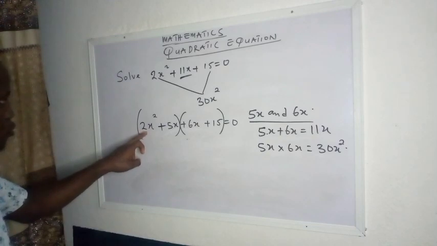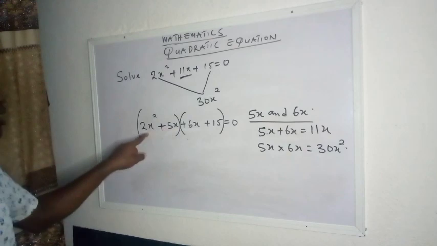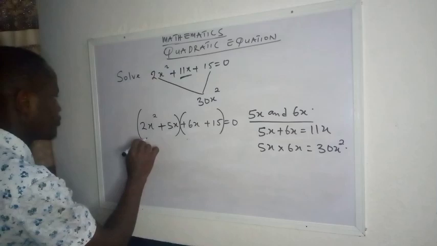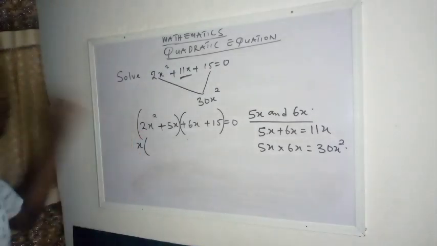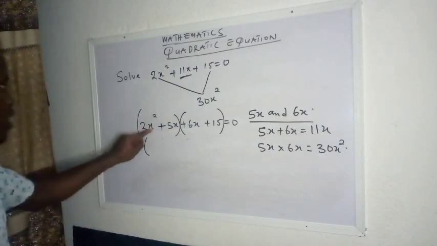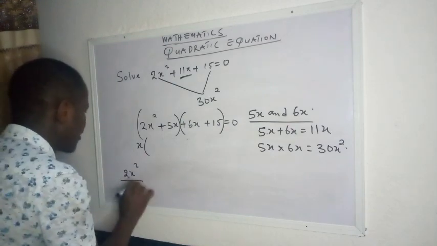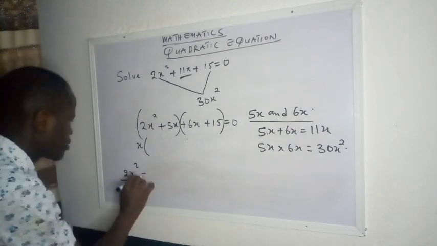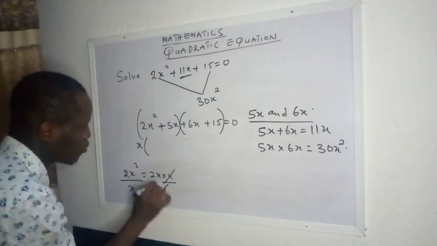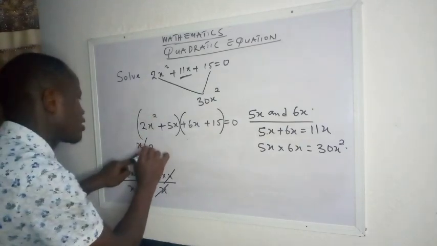Now if you observe, 2x squared plus 5x, x is common to both terms. So I'm going to factor out x. Now I'm going to divide everything here by what I factored out. Now 2x squared divided by x, that means 2x times x all over x. So this and this will go. We'll be left with 2x. So 2x squared divided by x, you have 2x.